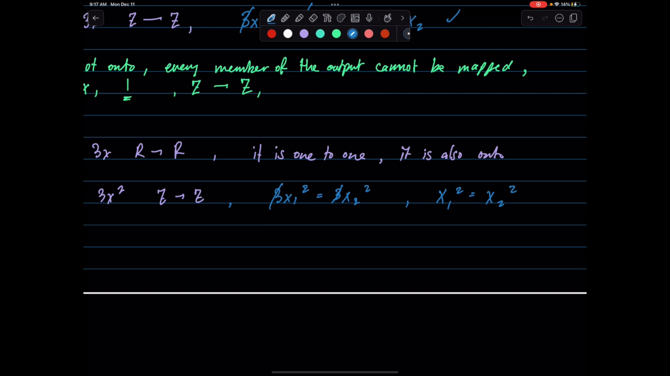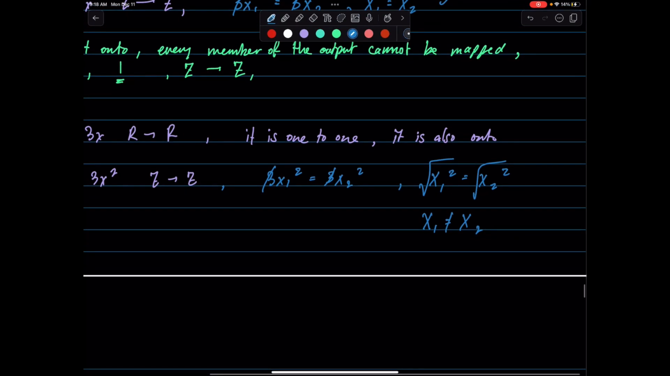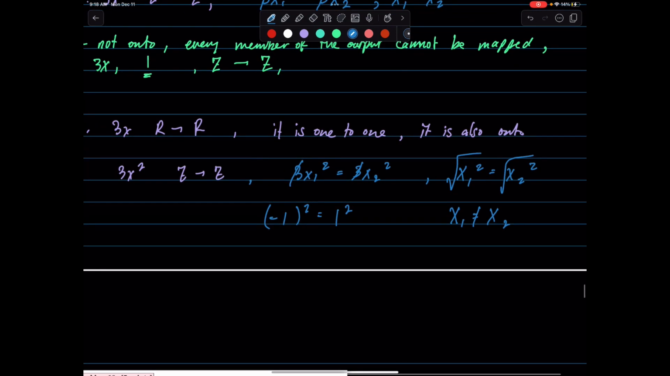So once you come up with something like this, obviously not the case. X1 squared is equal to x... actually, no. When we do square root, x1 equals x2. This is not always the case, right? Because -1 squared is equal to 1 squared, and -1 is not equal to 1. So this is not one-to-one.